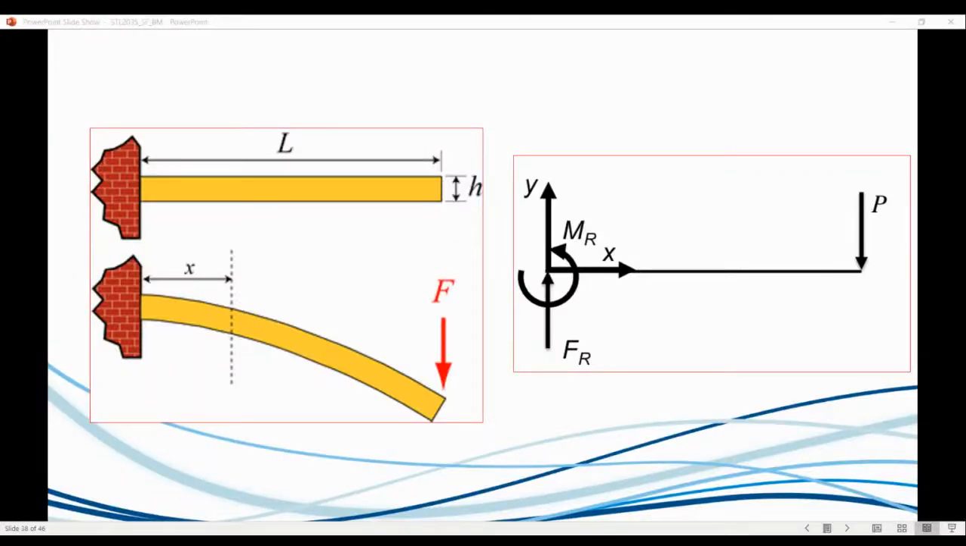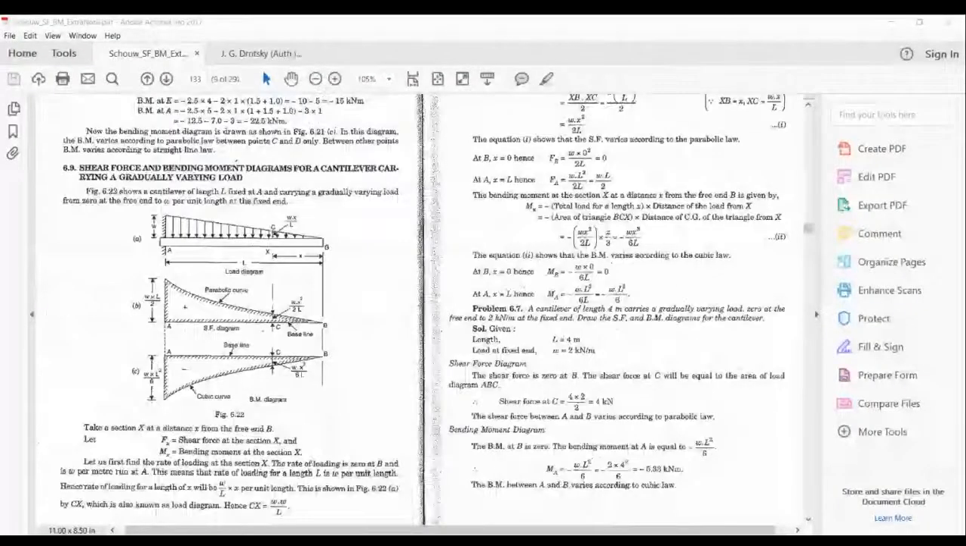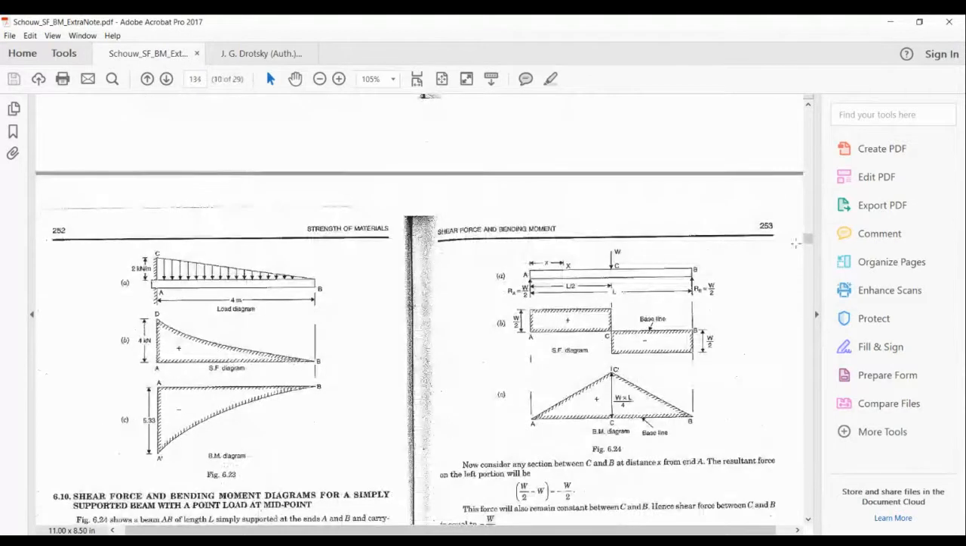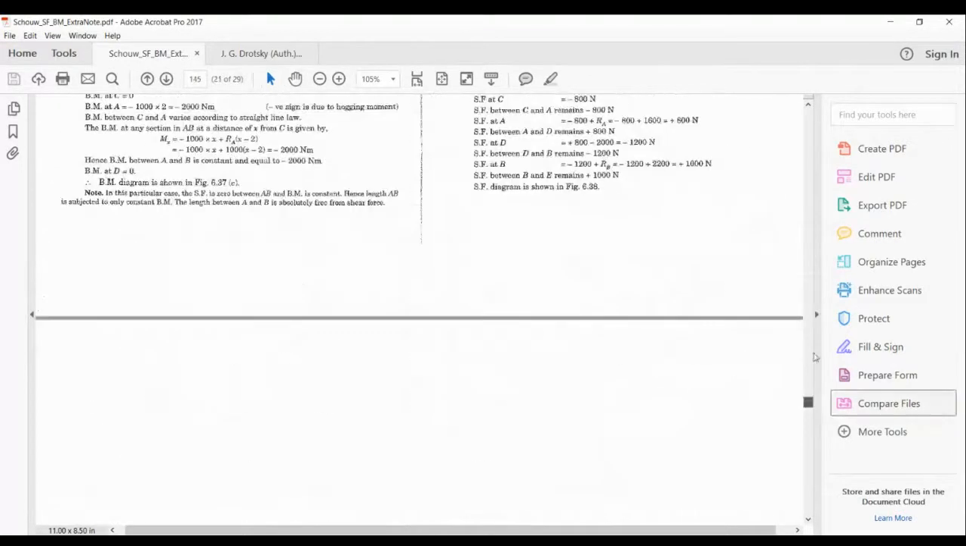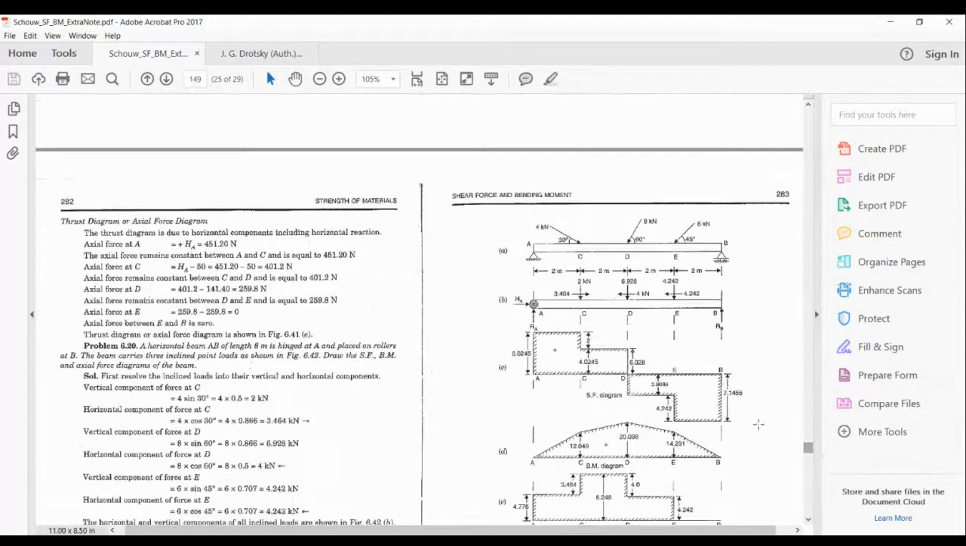Welcome back to the last part of shear force and bending moment diagrams. Before I start, I should share this with you. On Blackboard, I've shared extra notes from another book for you to play around with. Have some fun with this. We need more examples to practice. Of course, there are past papers on Blackboard. If you can do those, you should be fine.